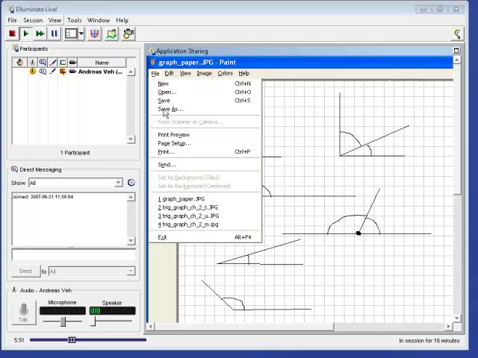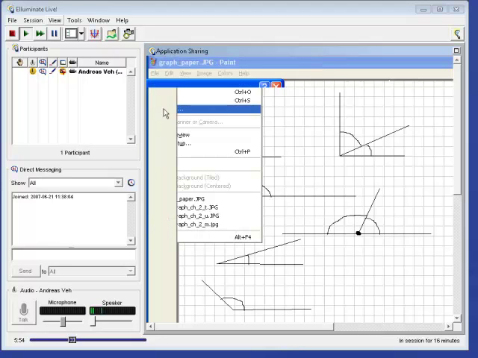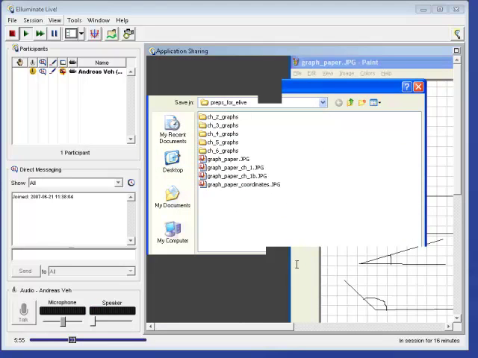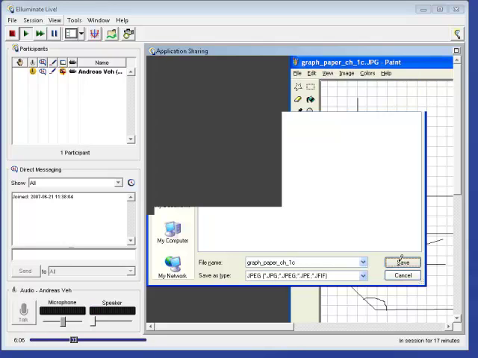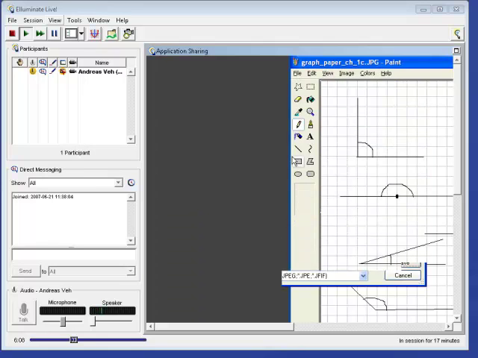Before I forget, I might as well save this one here. You might just see a gray box, but as I said, I don't want to forget about it. Okay, go back to Word.